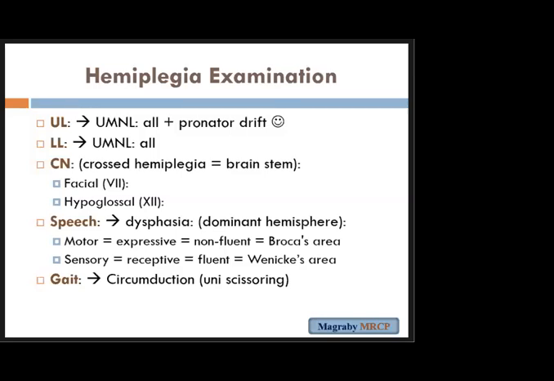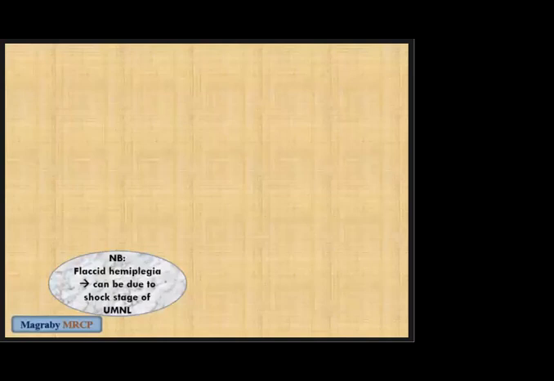If one limb only is affected, like in this case of hemiplegia, it's called a uni-scissoring gait. Remember that I'm speaking here about a long-standing case of hemiplegia, a patient with a long-standing stroke, like you see a patient for many years like this. But in case of acute hemiplegia, what you can see in emergency rooms, usually there is a shock stage, or what's called flaccid hemiplegia. Okay.